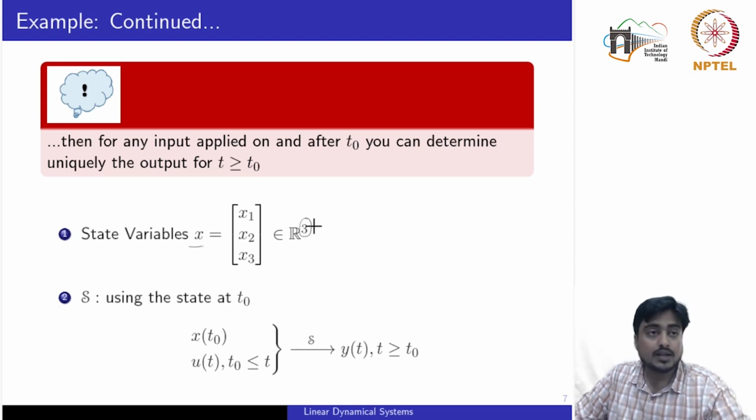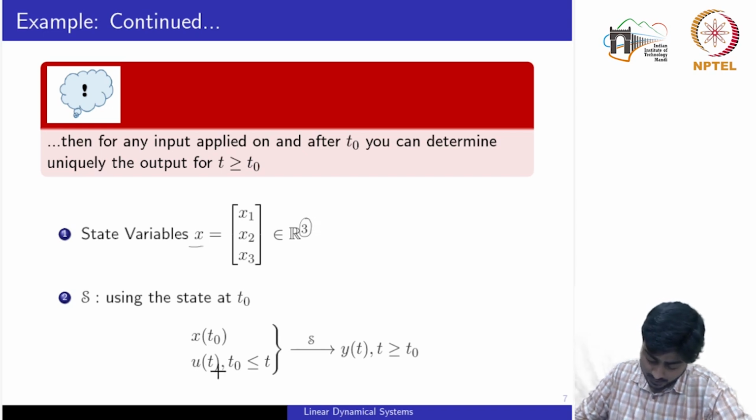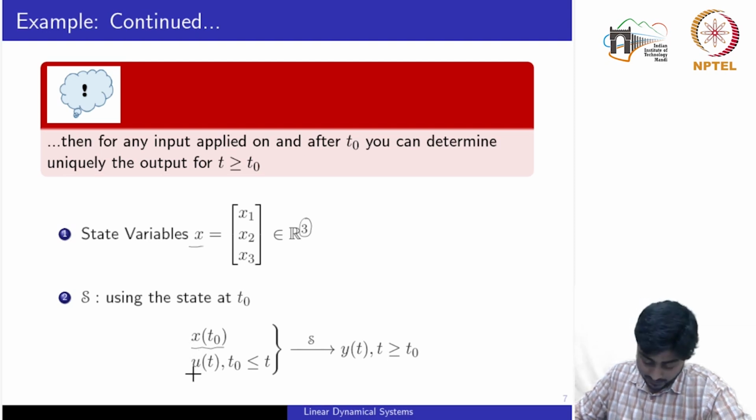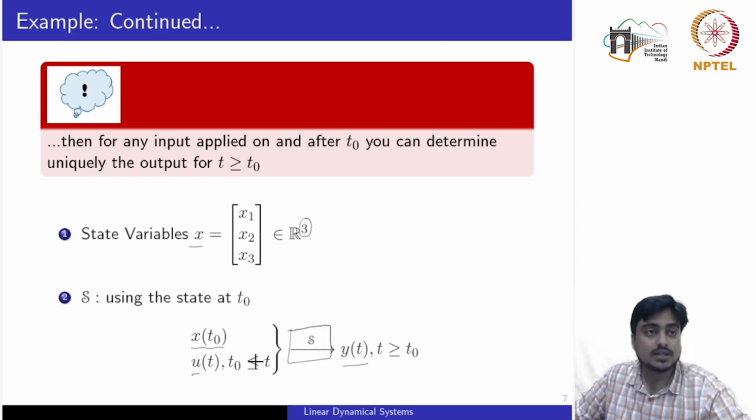Now if we revisit the input output description of the system we introduced earlier by using the notion of the state, it says that if we have the information about the state at t naught and we have the information about u starting from t naught up to time t, then only this information is required to compute uniquely the y of t for all t greater than or equal to t naught. Again, this is a dynamical system to which the input is applied and the output is obtained.